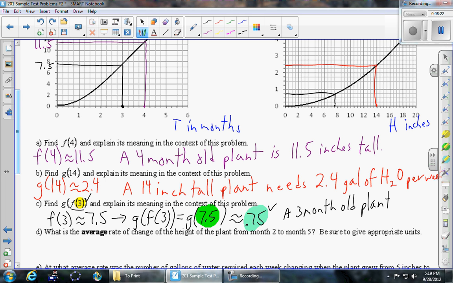And I'll say something that I won't write. A 3-month-old plant is 7.5 inches tall, and a 7.5 inch tall plant requires 0.75 gallons of water per week.